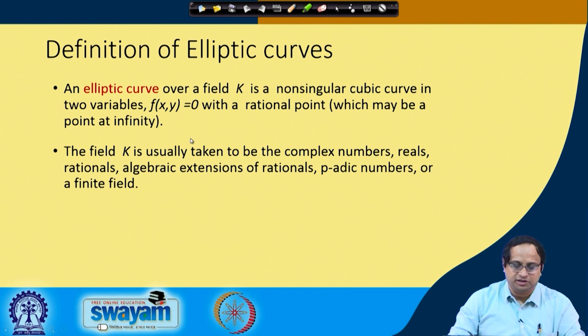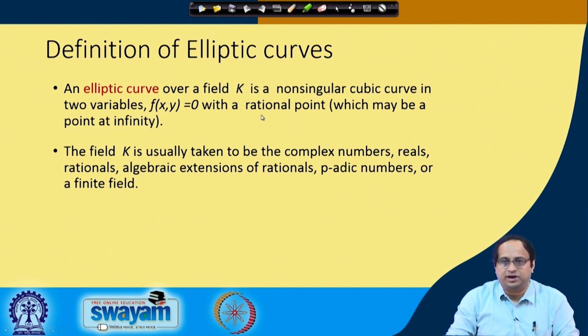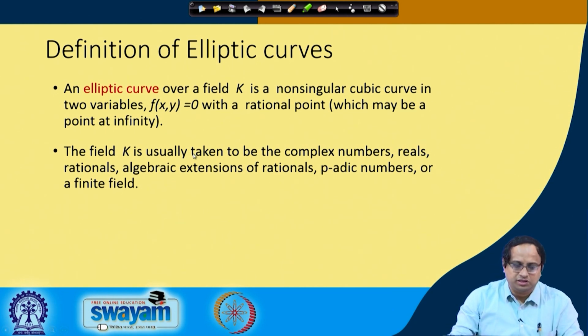So if we just ignore a few terms that we mentioned here, the basic idea is that it is essentially a cubic curve. That means it is a cubic curve with respect to x, quadratic with respect to y. It is a non-singular curve, which I will be defining shortly, and it has some finite points and also a point at infinity. Together they are called an elliptic curve.